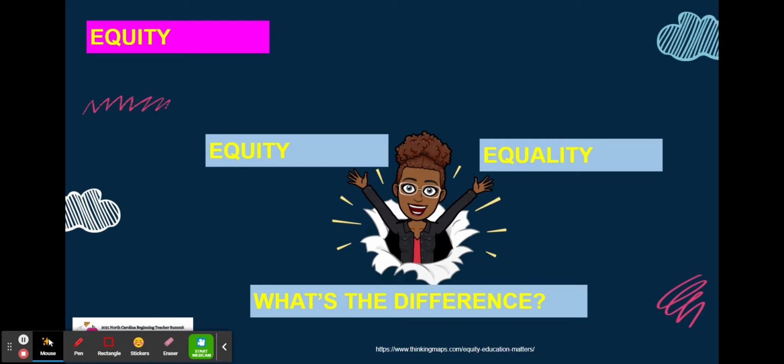So this is why that team becomes critical. Being knowledgeable of your IEPs and your 504s is very important in understanding how to meet the needs of our individual students.